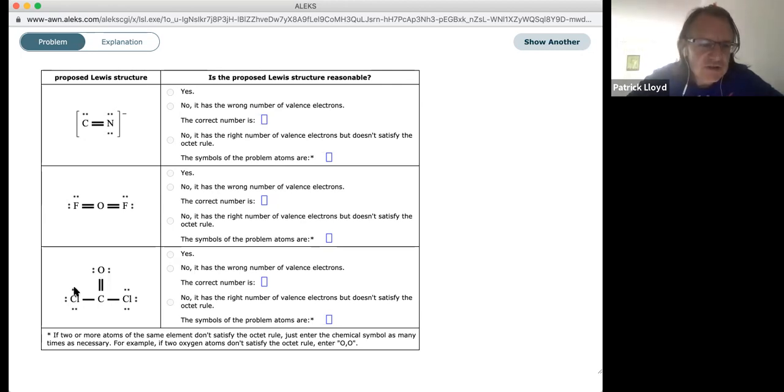I'm going to start over here. 2, 4, 6, 8, 10, 12, 14, 16, 18, 20, 22, 24. Looks like the correct number of valence electrons, 24. Now we do the octet rule. Chlorine has 2, 4, 6, 8. Oxygen has 2, 4, 6, 8. Carbon has 2, 4, 6, 8. And then chlorine has 2, 4, 6, 8. Okay, so that looks pretty good.